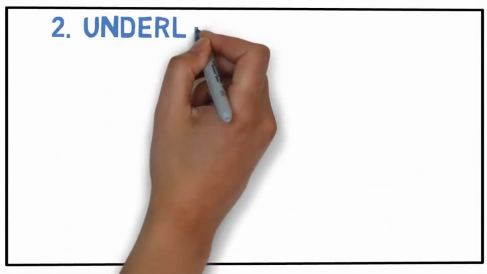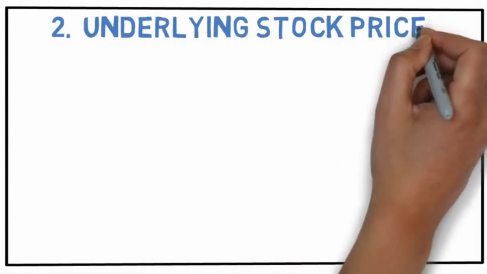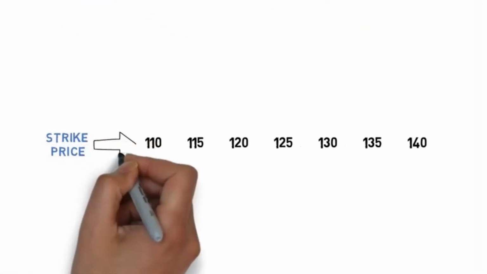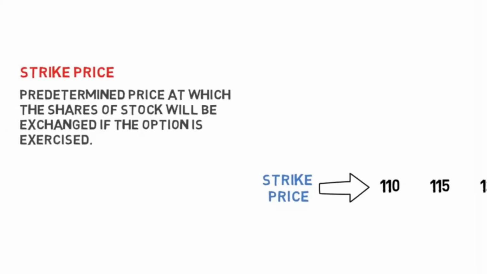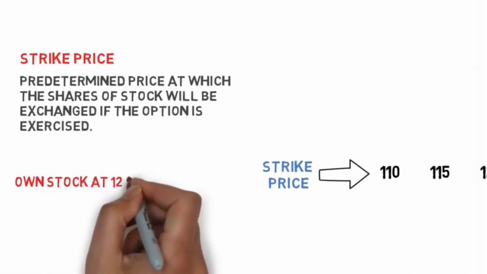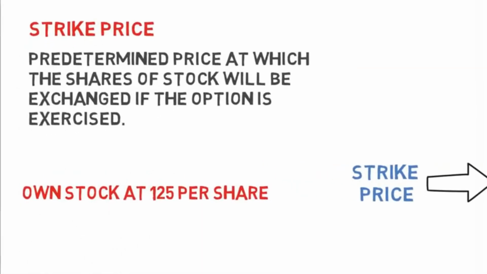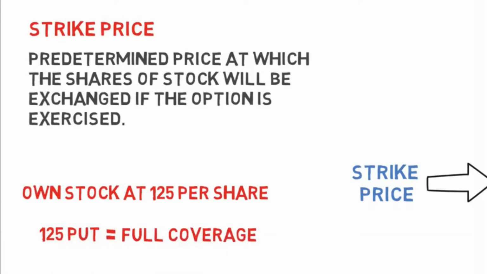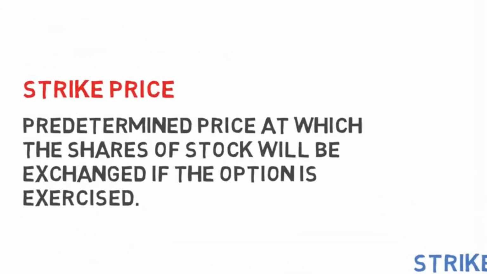The second factor that goes into option pricing is the price of the underlying stock itself. For each stock, there are multiple options at different price increments. These are called the option's strike price. The strike price is the predetermined price at which the shares of stock will be exchanged if the option is exercised. For example, if you own the stock at $125 per share, you could buy the 125 put because that's where you could sell your shares in case the stock goes lower and you need to exercise your option.